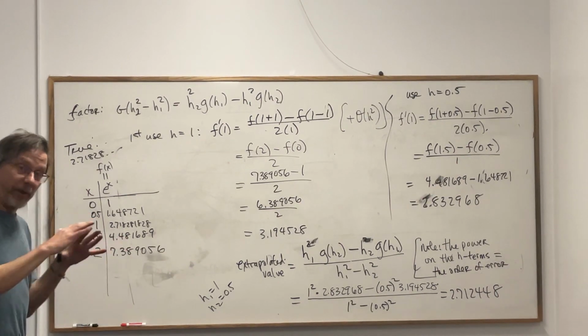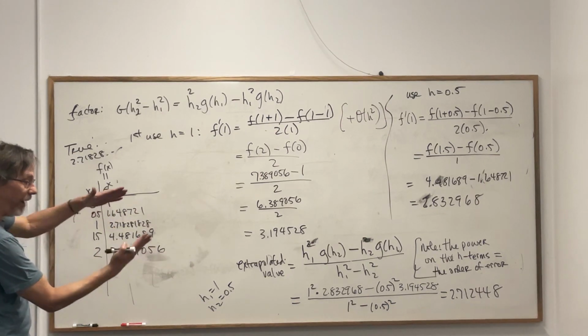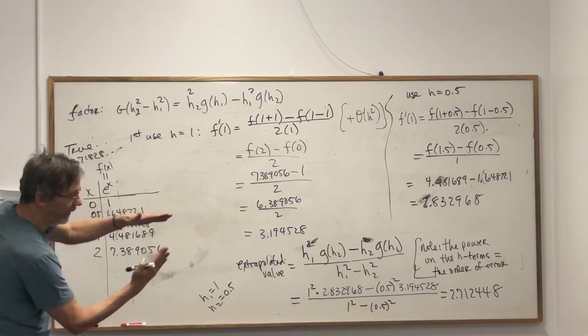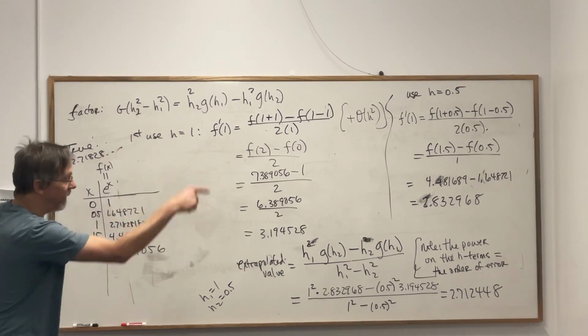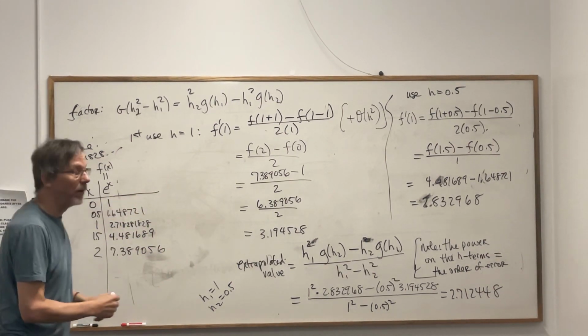And we're going to get a table that looks like a Newton divided differences table, and every time we increase the little triangle, we're going to get a squared amount of error improvement.